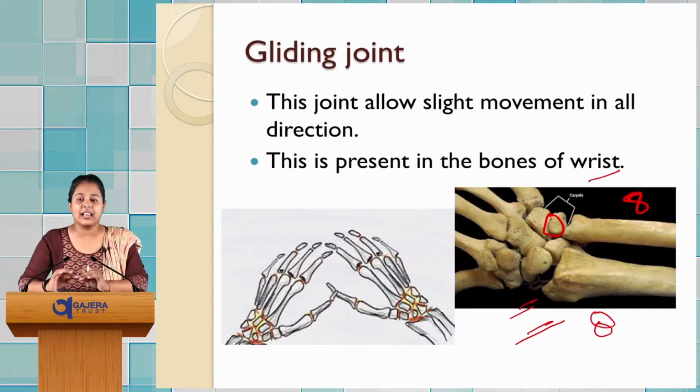So this joint allows us a large amount of movement. We can move our hand, it can go left, right, front, back, right? That is allowed to us because of this gliding joint. So these were all the 4 main types of joints that we have in the human body.